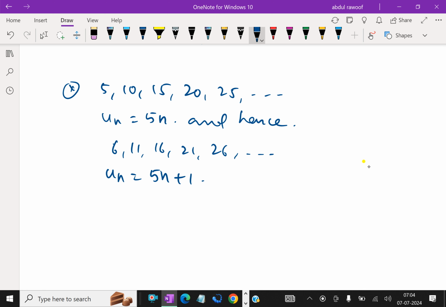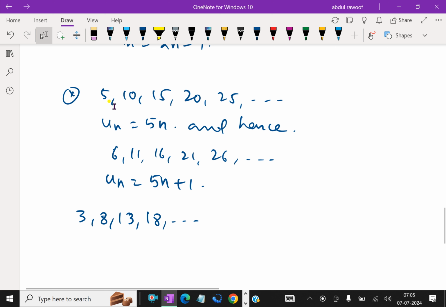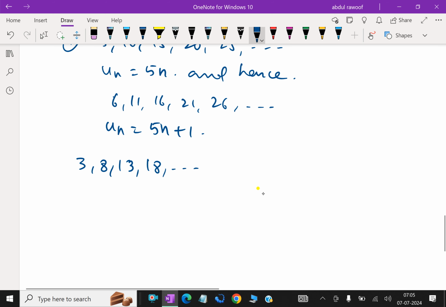One more: 3, 8, 13, 18. Right, look at here. The original pattern is 5, 10, 15, 20. Here, look at this pattern: 3, 8, 13, 18. Here, 5 minus 2 is 3, 10 minus 2 is 8, 15 minus 2 is 13. Therefore, this pattern is Un equals 5n minus 2. Everywhere 2 is subtracted.